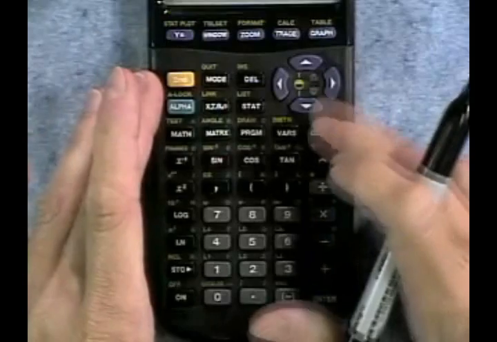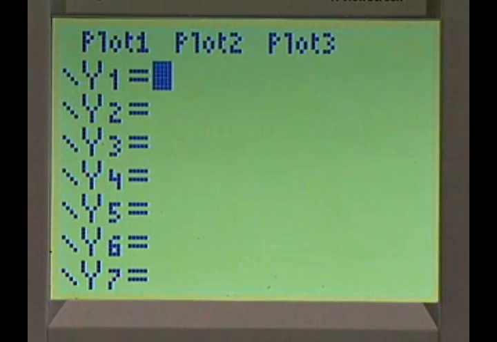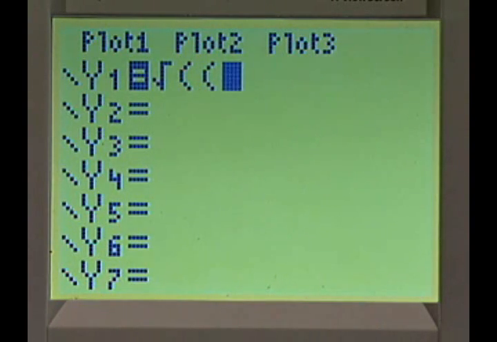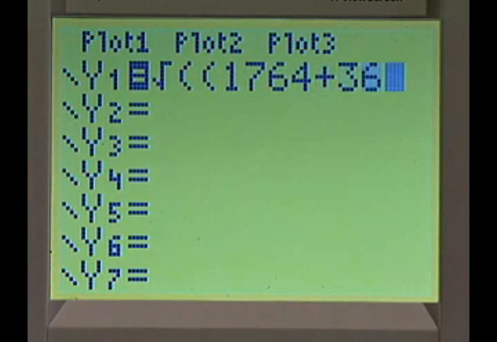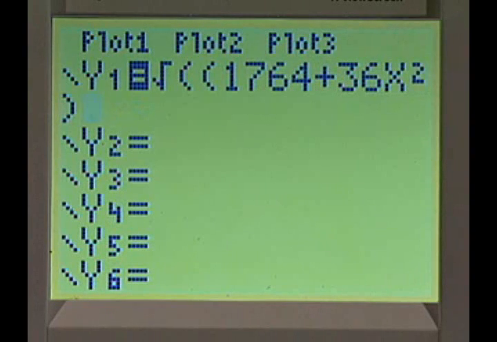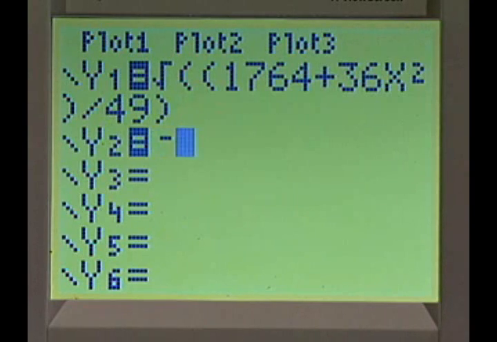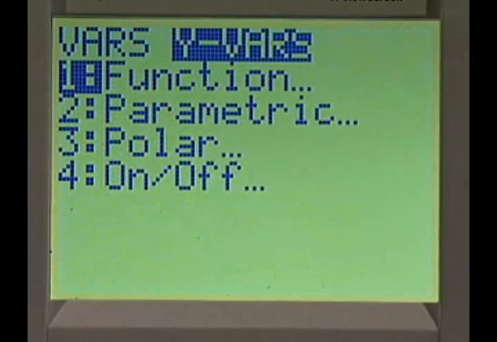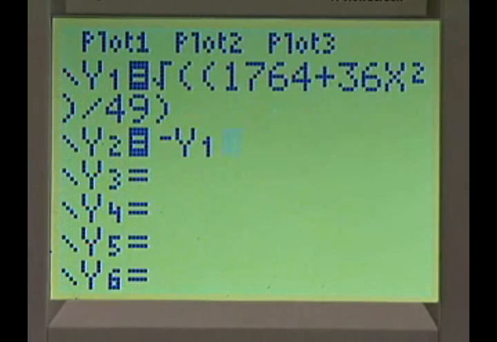We have this ellipse from the previous example that we will clear, and we'll put in the square root, and there's already a parentheses for the square root, but I need one for the numerator, 1764 plus 36x squared, that's the end of the numerator, divided by 49, and that's the end of the radical. I want just the negative of that, so let's do negative, variables, y variables, function y1, just as a shortcut.